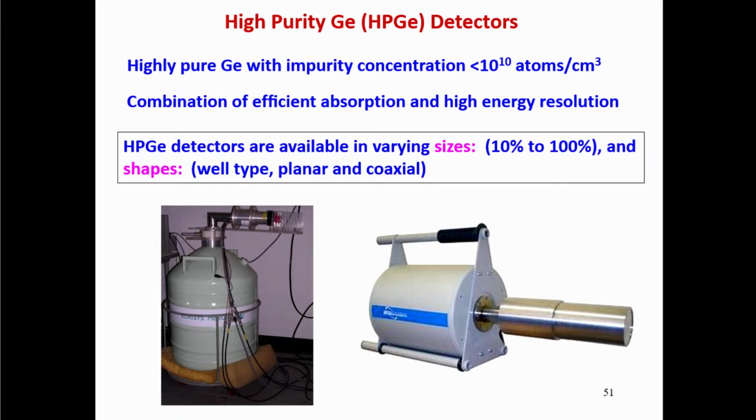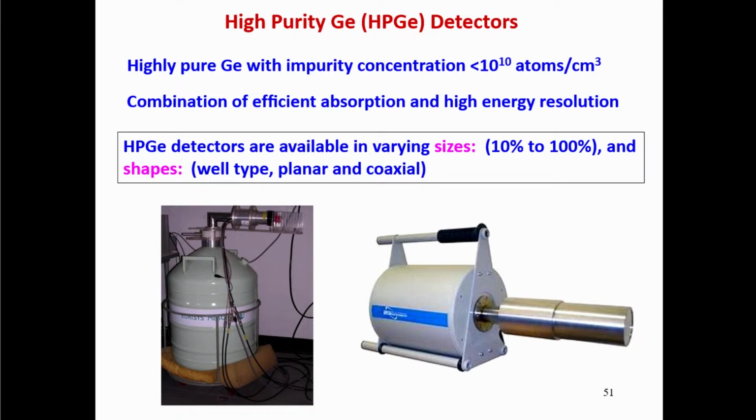HPGe detectors are available in varying sizes. This is a standard coaxial HPGe detector, used in the lab. You can also have handheld portable HPGe nowadays. This detector needs cooling with liquid nitrogen, therefore you can see the dewar here. This is a handheld detector for field application, when you want to go to a site and do measurements in the field, while the standard one is typically used in the lab. It is also available in vertical form.